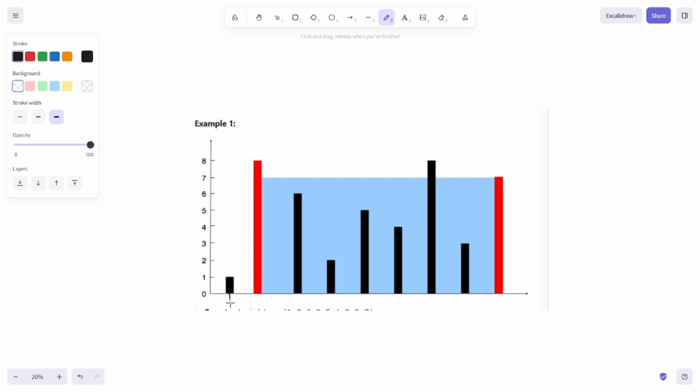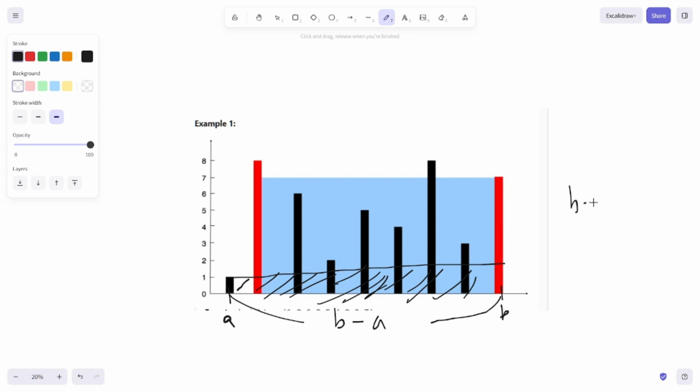Let's say this part is going to be A, and this part is going to be B. So, obviously, what's the width? The width is going to be B minus A. In this case, what's going to be the height of these two, A and B? Try to guess. I hope you guessed it right. The height is going to be 1. Height equals 1, width is B minus A. So the maximum width will always be B minus A.